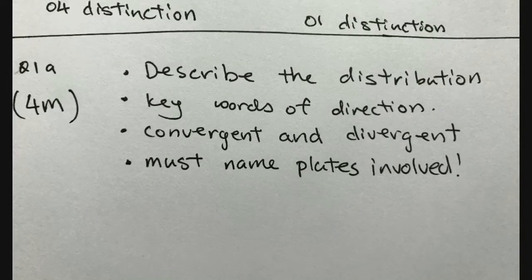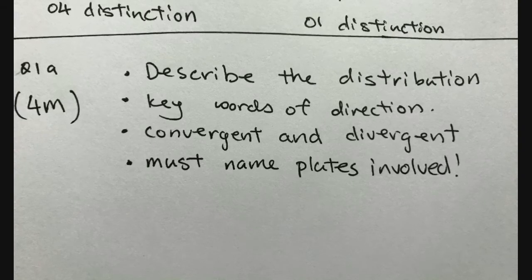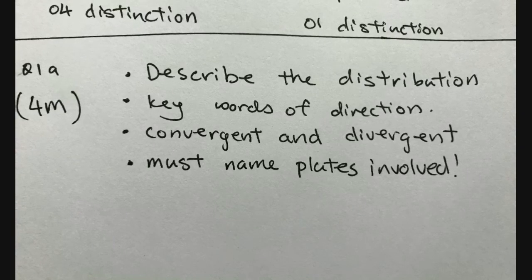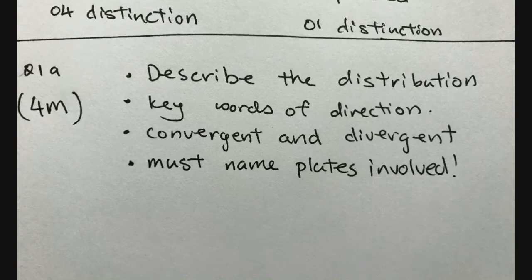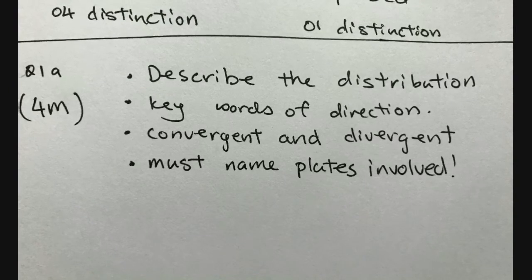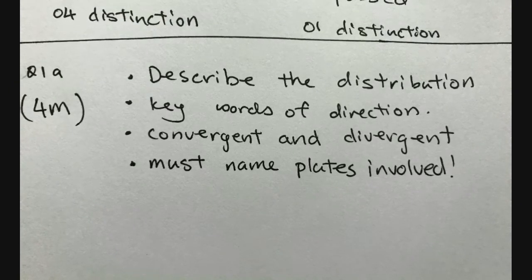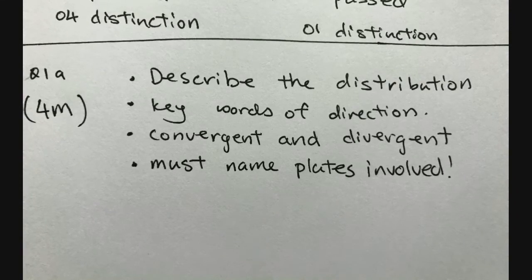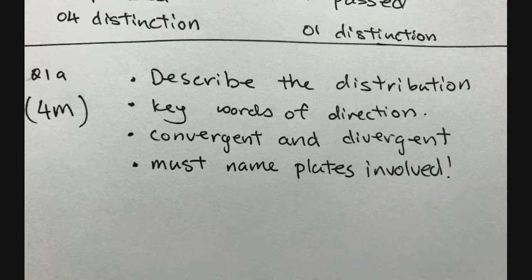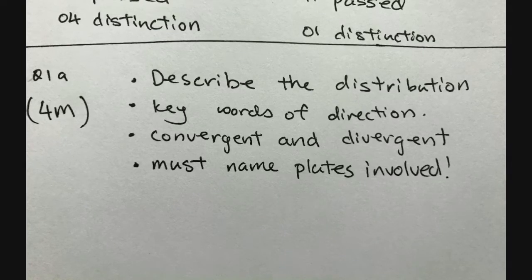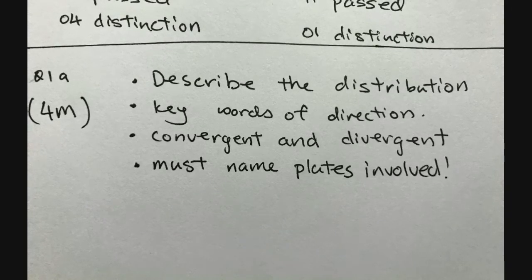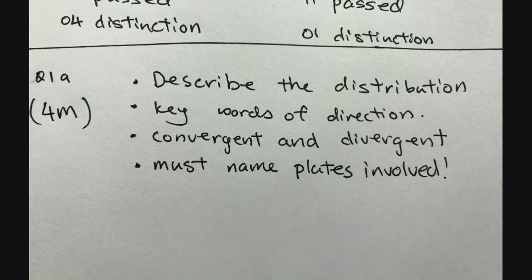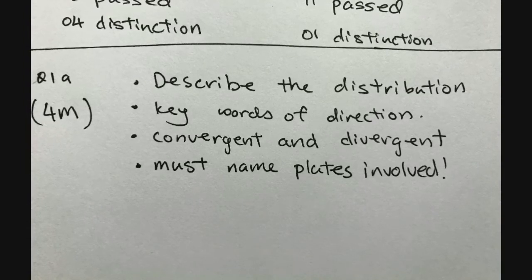Okay, for question 1, one of the requirements is basically for you to describe the distribution. Focus on keywords of the direction, for example, north, across to the east, down south, towards which continent. Focus also on the question's requirements, which is convergent as well as divergent plate boundaries. And since the plate names are given, you are expected to list down clearly the plates involved.